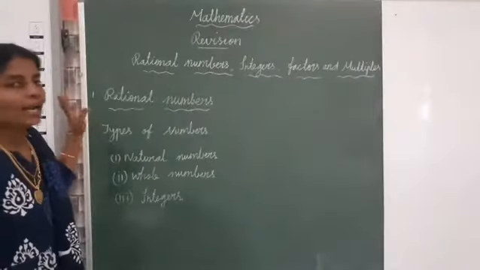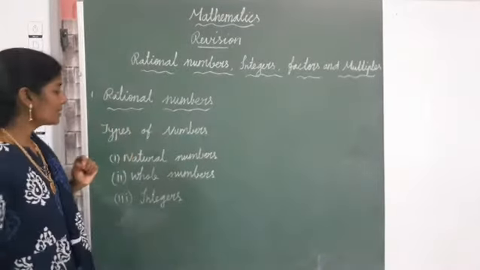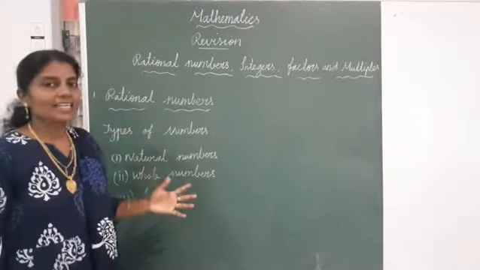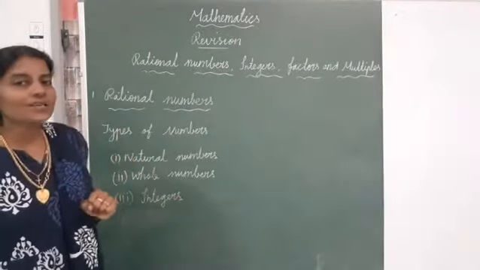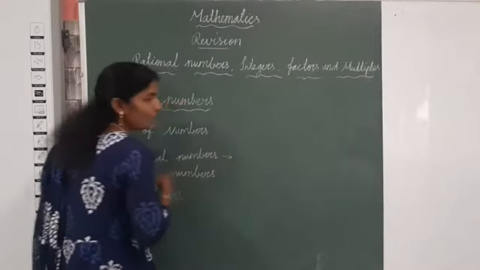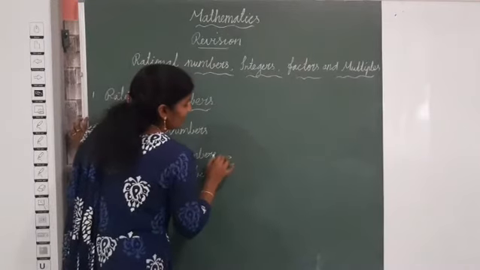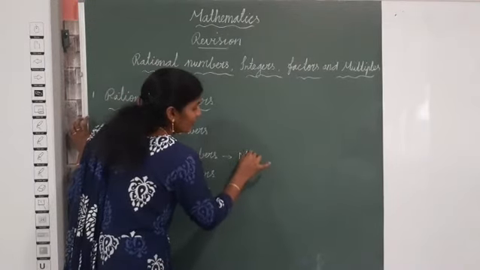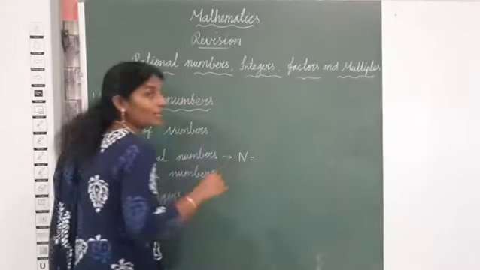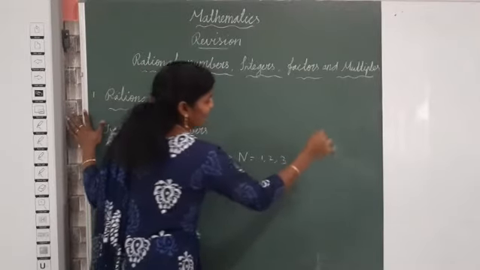Now, types of numbers. What are the types? Natural numbers, whole numbers, then integers. Now, what is natural number? Natural number means counting numbers. Counting numbers are called natural numbers. This natural number is denoted by capital N. What are the natural numbers? Counting numbers. 1, 2, 3, etc.